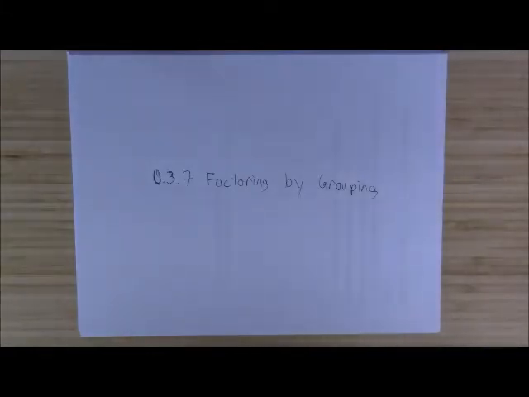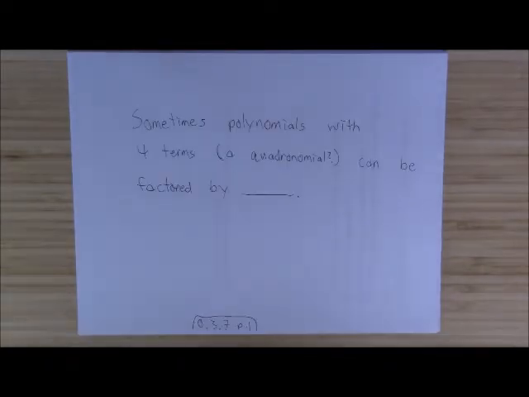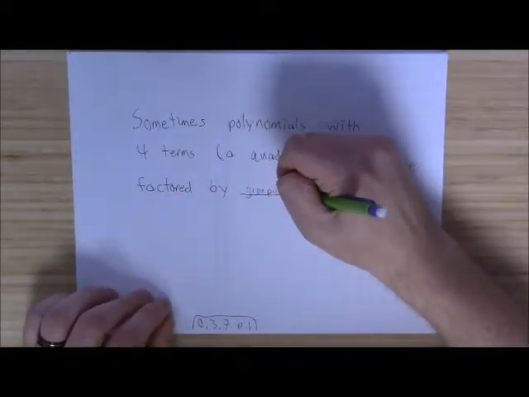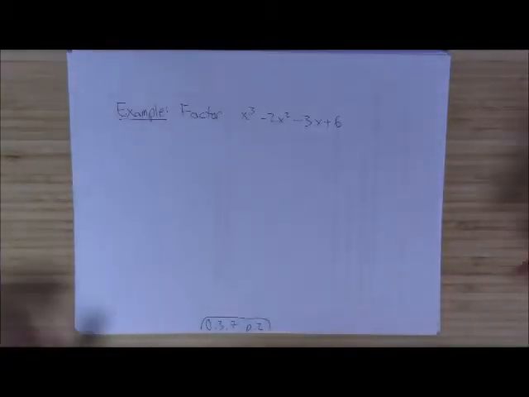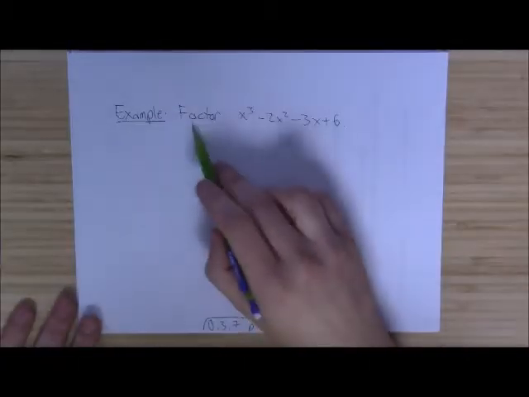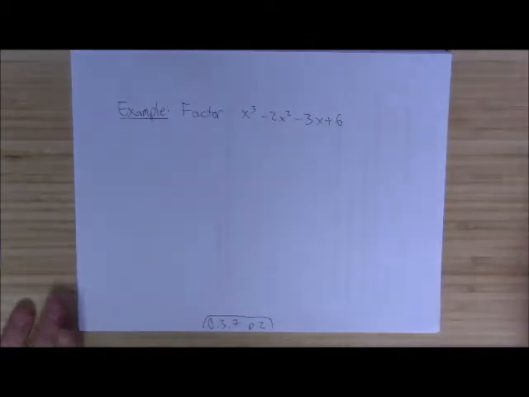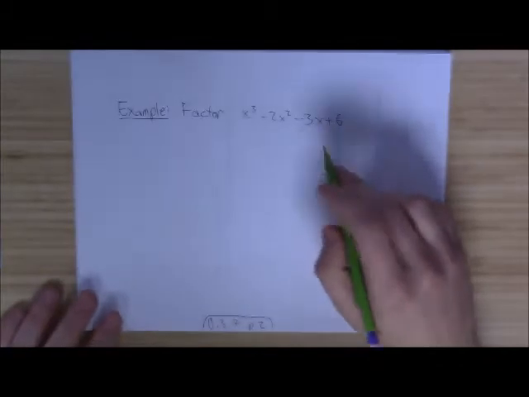In this section, we'll be talking about factoring by grouping, which will finish off our factoring methods. To begin with, we remark that sometimes polynomials with 4 terms, or I guess it would be called a quadrinomial, can be factored by a technique called grouping. So let's try working this example by factoring x cubed minus 2x squared minus 3x plus 6 by grouping. How do we do this?